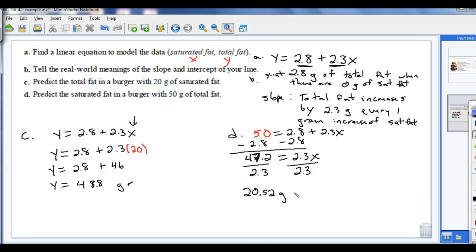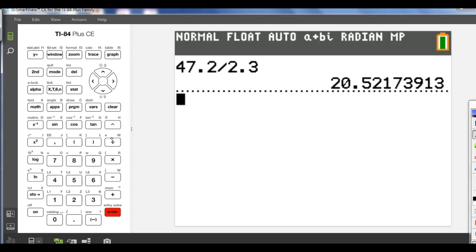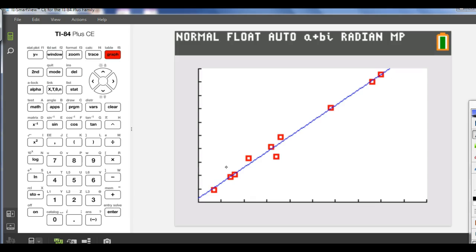So we end up with x equals 20.52 grams of saturated fat, which is really, really close to this one, right? It's just a little bit more because we're off by about 2 grams of total fat, which gave us that extra little bit of saturated fat to make this all work. All right, so we predicted that based on our line of best fit, right? Looking at this blue line, it matches all of our data pretty well. If I made my line a little bit different, that would make my predictions a little bit off as well.